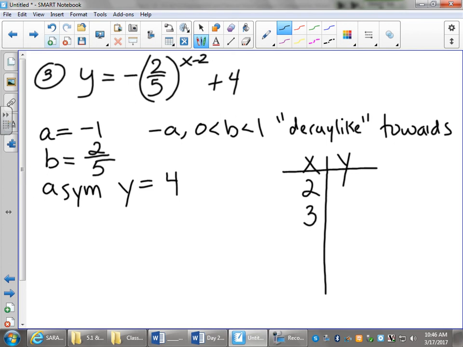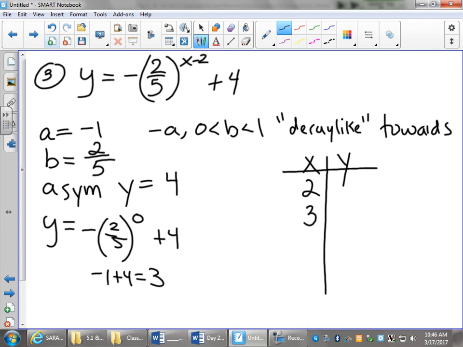So y will equal, I'll do it over here, negative, and then we're going to have 2/5 to the 2 minus 2, which is going to become 0. What's anything to the 0 power? 1, and then we multiply it by our negative a. It's going to become -1 plus 4, which is 3.